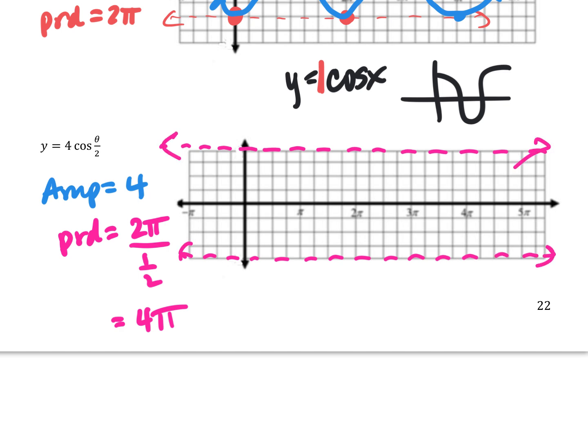Here we go. Where does cosine start? Cosine starts at the amplitude. Where are we starting, people? 4. When's the next time I'm going to get to 4? At 4 pi. The period here is huge. When am I going to get to -4? At 2 pi. Very good. This is a really wide graph.